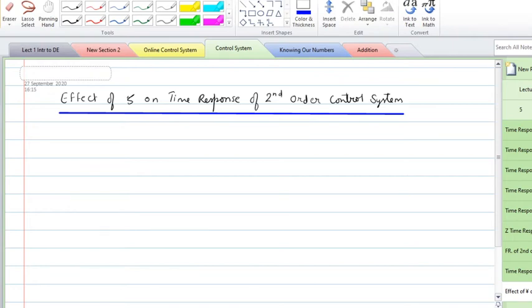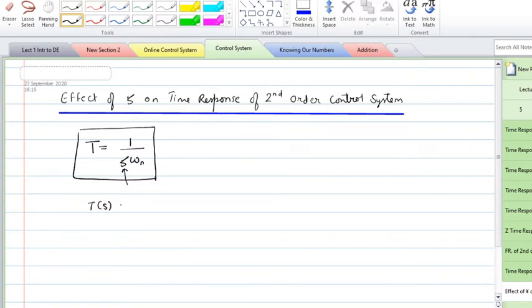Hello friends. Now look at the effects of zeta on the time response of a second order control system that was subjected to a unit step input. As we know, the time constant t is equal to 1 by zeta omega n. It means the time constant will be affected by this zeta.